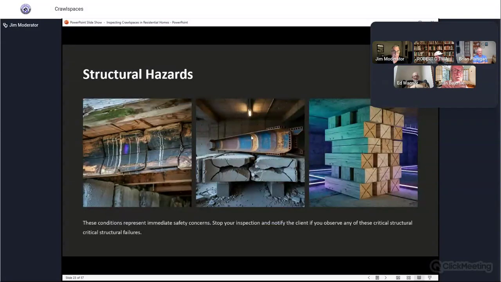Structural hazards. These conditions represent immediate safety concerns. Stop your inspection and notify the client if you observe any of these critical structural failures. So when we go in there, we see loose supports, rotted beams, and extreme sagging. That might not be an area that we want to be in at that time, and just to call it out.